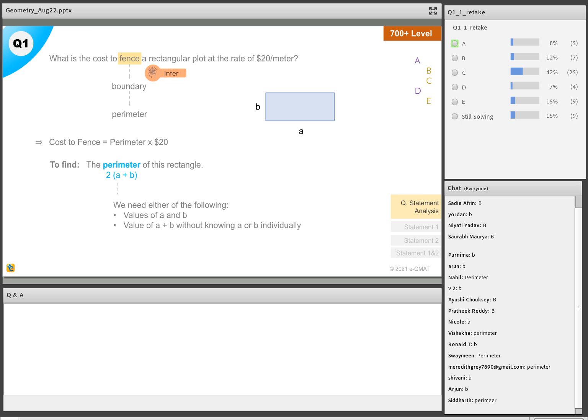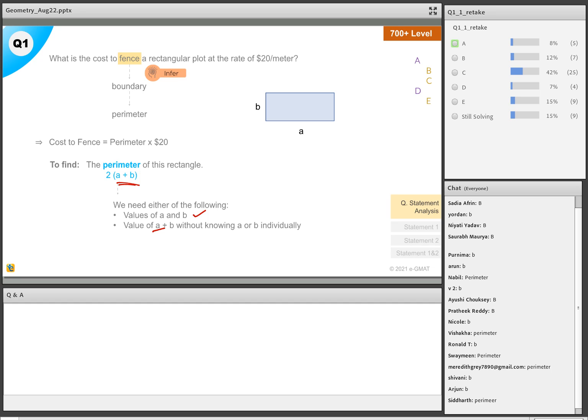Now, if any statement gives me the values of A and B, it's a sufficient statement. Or if any statement gives me the value of A plus B without even giving me the value of A and B individually, that's also something that I can work with. My end goal is to get to the value of A plus B.